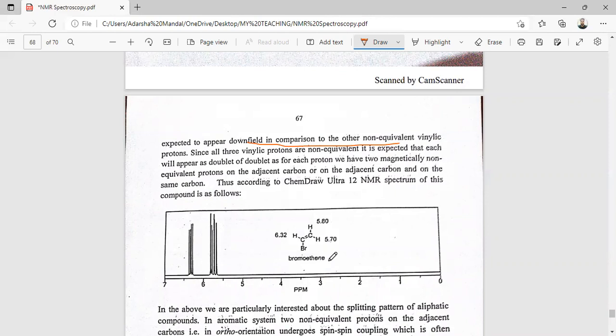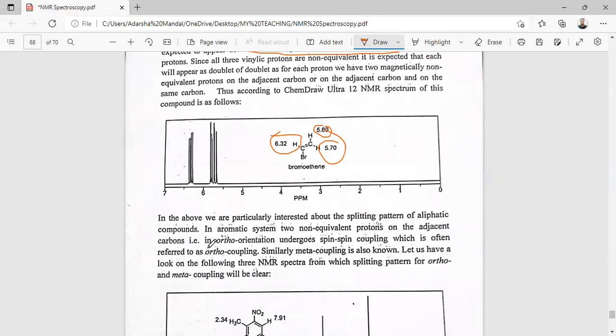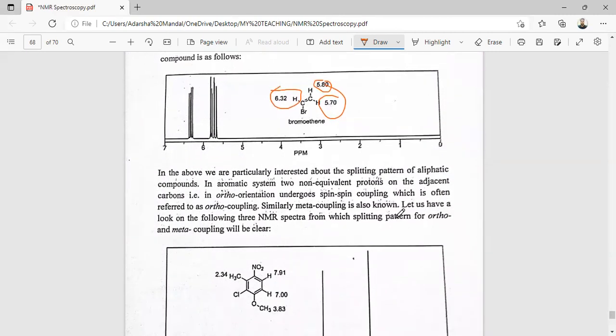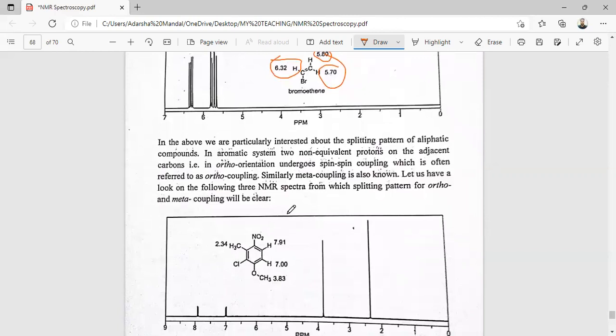Here, this is a doublet of doublets at 6.32, this one at 5.80, and this one at 5.70. In the above, we were particularly interested in the splitting pattern of aliphatic compounds. In an aromatic system, two non-equivalent protons on adjacent carbons in ortho orientation undergo spin-spin coupling, referred to as ortho coupling. Similarly, meta coupling is also known. So we have to look at the following aspects of ortho and meta coupling. It will be clear.